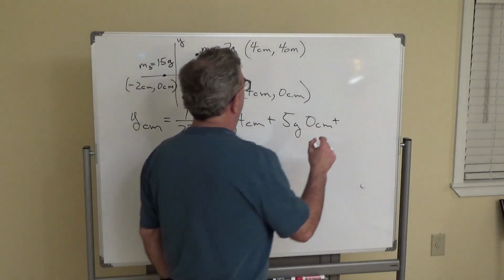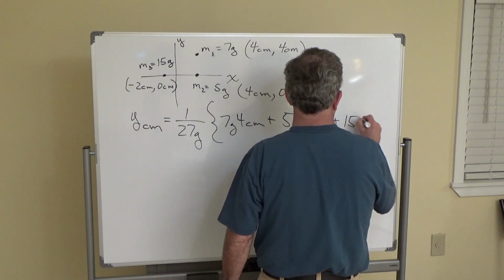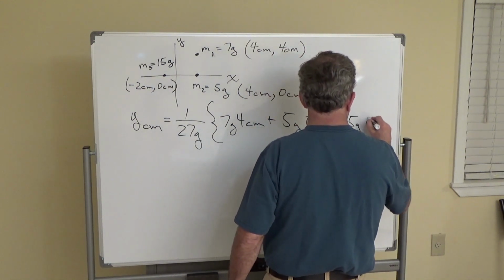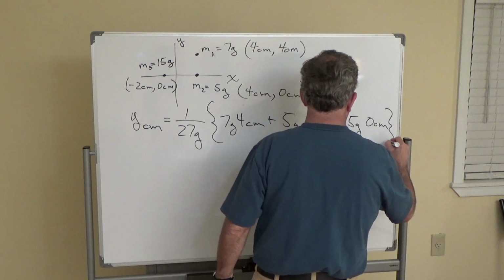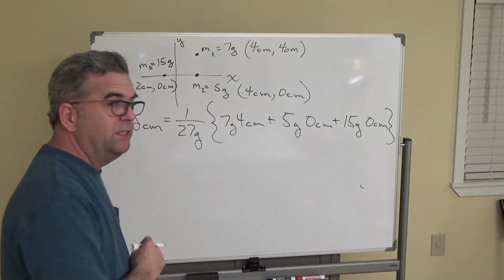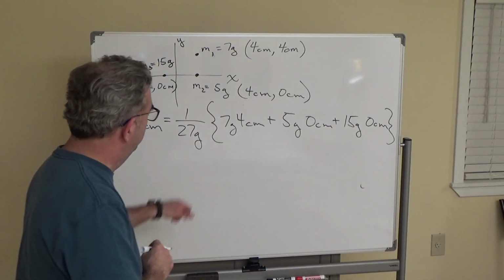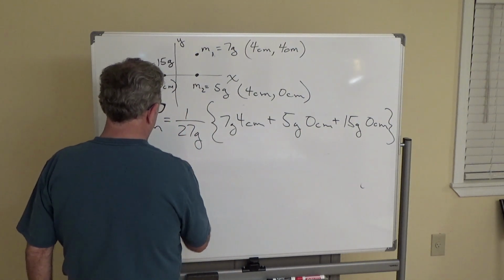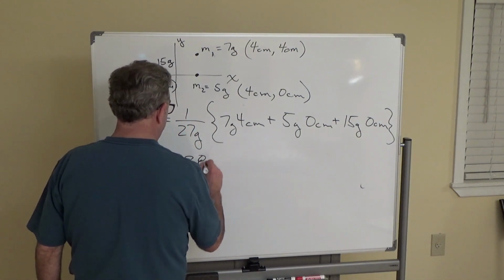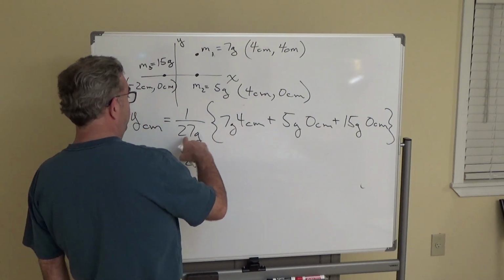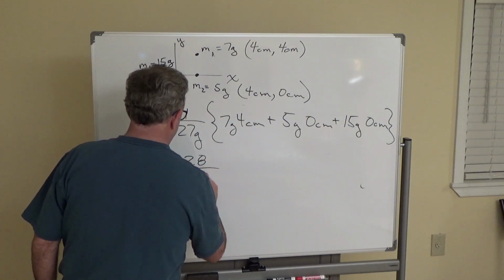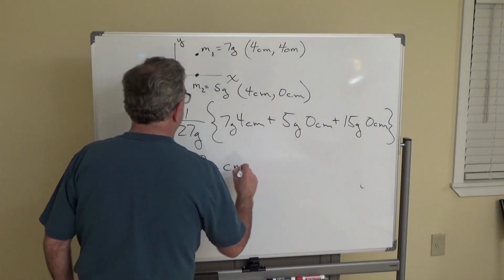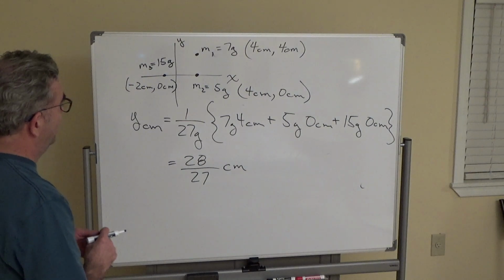M3, 15 grams. Position, 0 centimeters. Well, this is pretty simple in the y direction because all I have is 28 over 27. So this is equal to 28, 4 times 7, divided by 27, and that is centimeters. Okay? Does that make sense?